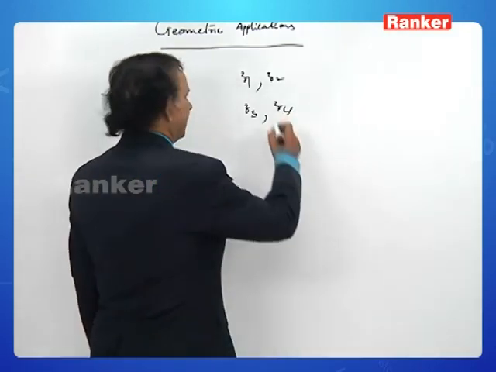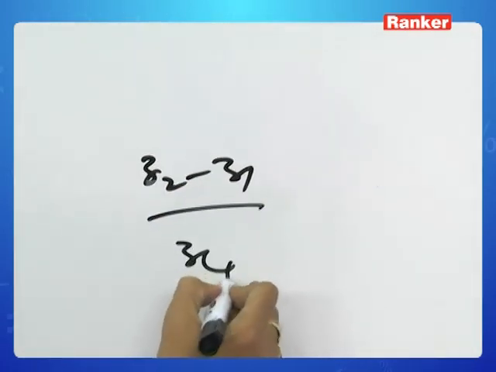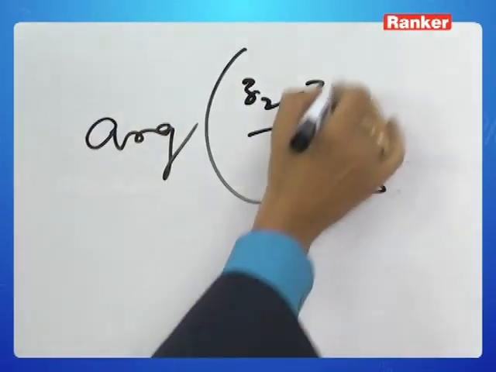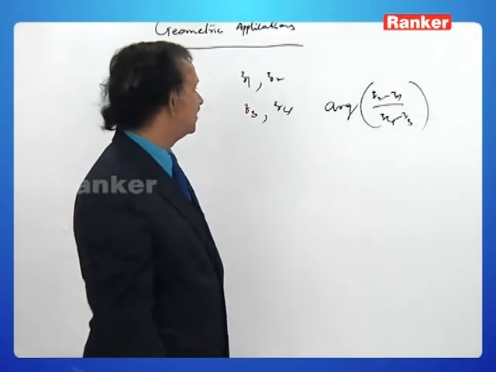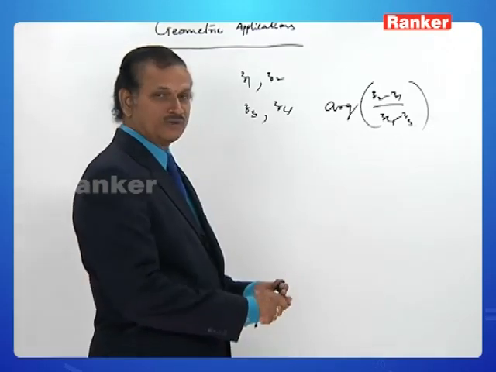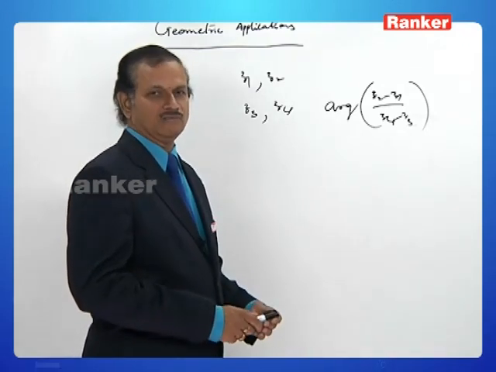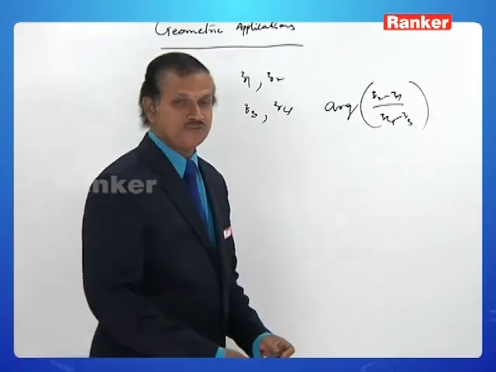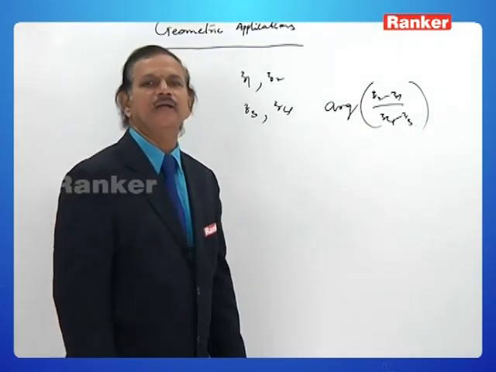Then what can you say? AB bar is nothing but Z2 minus Z1. CD bar is nothing but Z4 minus Z3. The argument or amplitude, whatever you call it, of this is nothing but the angle between the two lines joining Z1, Z2 and Z3, Z4. You can make use of the angles made by them, etc. Right? If Z1, Z2, Z3 and Z4 are vertices of a square, then this becomes 90.